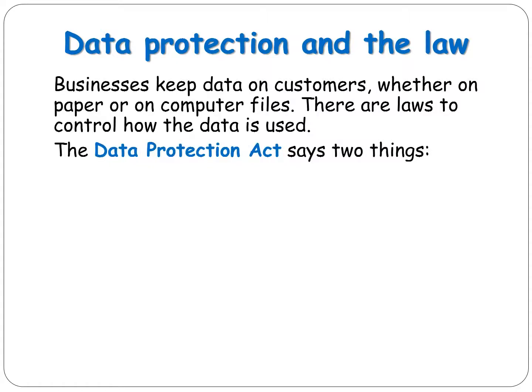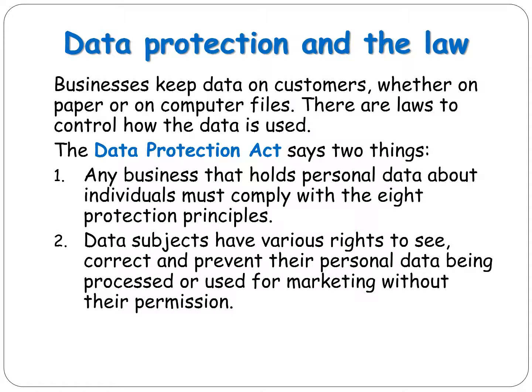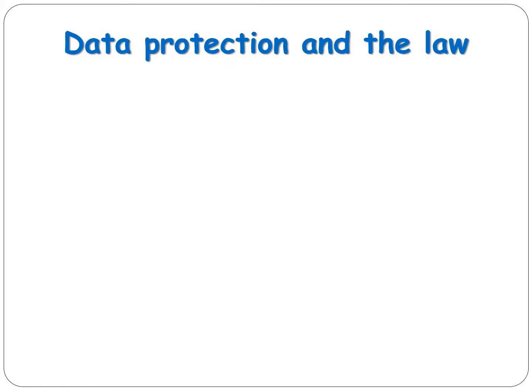This is called the Data Protection Act, and it basically says two things. It says that any business that holds personal data about individuals, about customers, or about employees must comply with the 8 protection principles, and we'll have a look at those in a minute. And the second thing is data subjects, those are the people who have the data saved about them. The data subjects have various rights to see, to correct, and to prevent their personal data being processed or used for marketing without their permission.